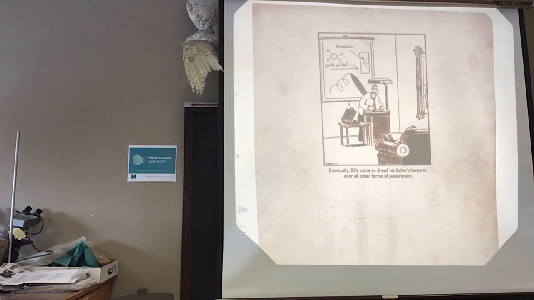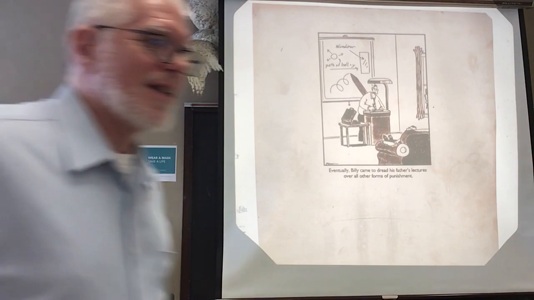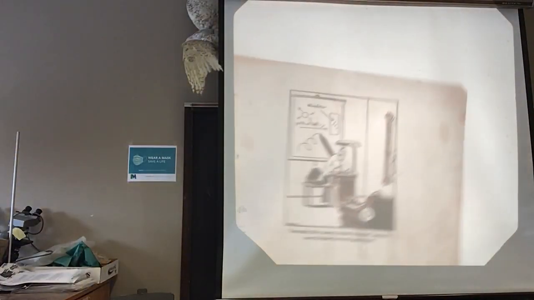It says, eventually, Billy came to dread his father's lectures over all other forms of punishment. There he is up there with the overhead projector, going through the transgressions.